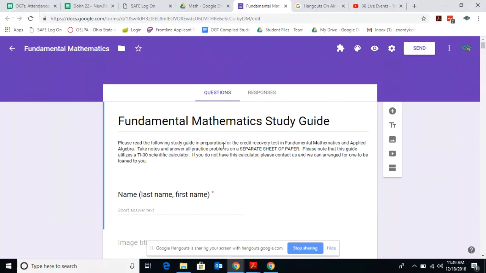Please read through the instructions here that this guide is a credit recovery study guide for fundamental math and applied algebra. You need to take notes and work all the problems on a separate sheet of paper. We're trying to get to the point where on every study guide, you can do it within the electronic format. This is one where we're not there yet.